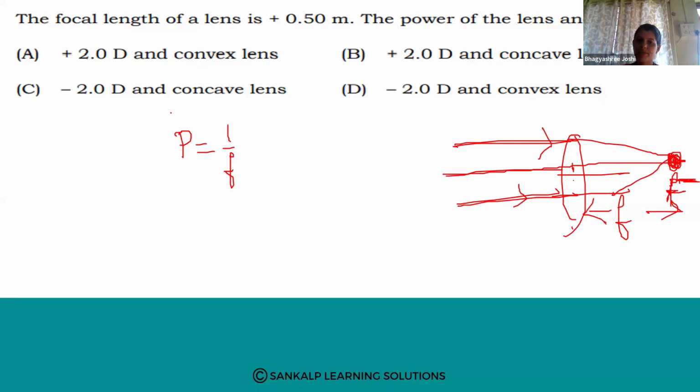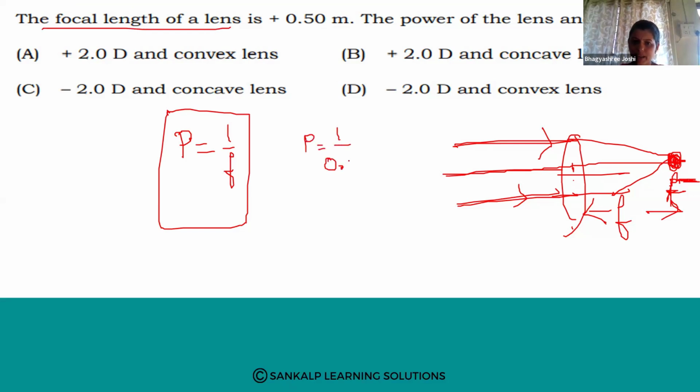So 1 upon F is the power of the lens. So here F, focal length, is 0.50. So P is equal to 1 divided by 0.50. So 1 divided by 0.50 is 2. So here negative sign is not there, so this is positive. So plus 2.0 D, D means diopter. So diopter is the SI unit of power, right? Power of a lens is diopter. SI unit of power of a lens is diopter.